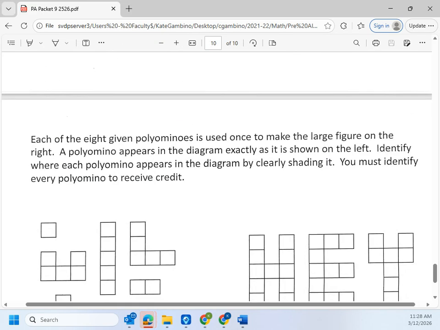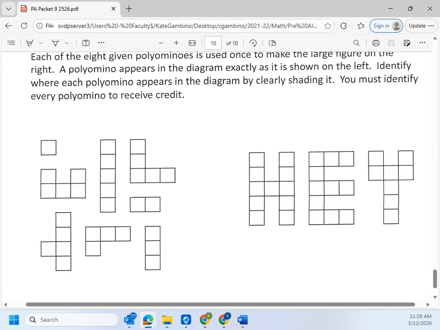And our last page is the polyominoes, which we know how to do. Sliding over, not rotating, not flipping. That is our packet number 9. If you continue to have questions on it, come see me. Turn it in early so I can be correcting and giving it back to you so you can fix your mistakes. It is due next week, Friday.